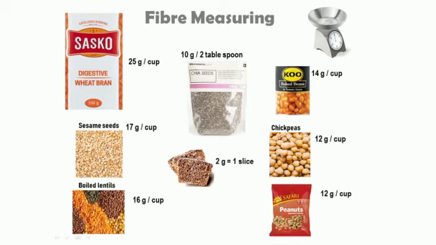There are 25 grams of fiber in 1 cup of wheat bran. 1 cup of sesame seed gives you 17 grams of fiber. 1 cup of lentils has 16 grams of fiber. 2 tablespoons of chia seeds contains 10 grams of fiber. 1 slice of whole wheat bread contains 2 grams of fiber. 1 cup of baked beans has 14 grams. 1 cup of chickpeas and also 1 cup of peanuts has 12 grams of fiber.